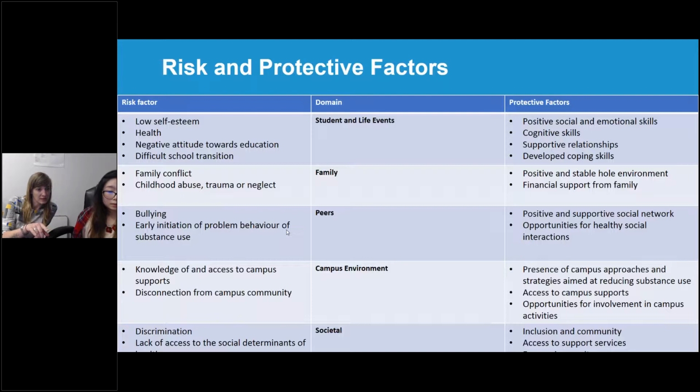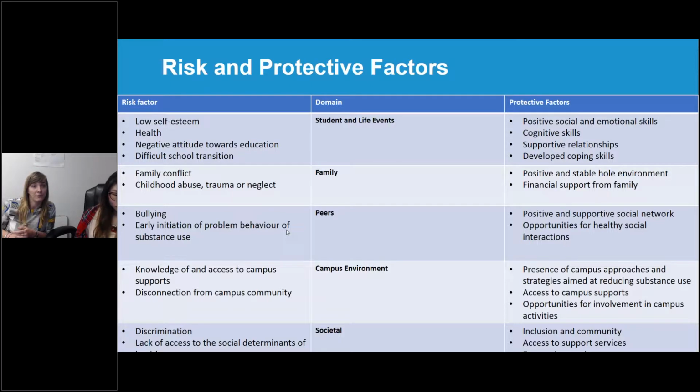The slide says lack of access to the social determinants of health. Maybe there was a misunderstanding there. So, risk factors and protective factors. We might want to just interpret that as lack of knowledge of and access to supports. I see. Okay. Yeah, so that might have just been a typo in the slide.